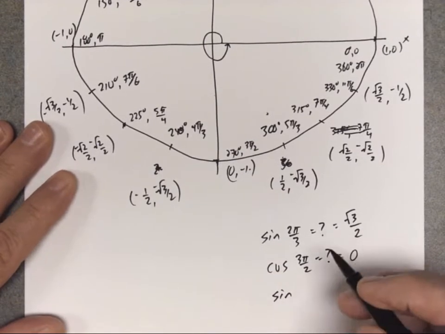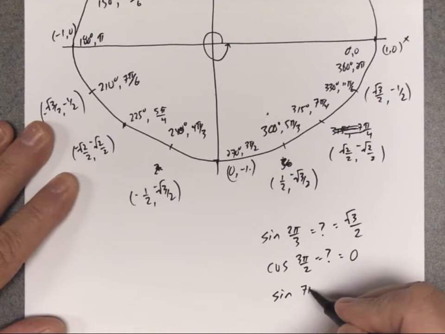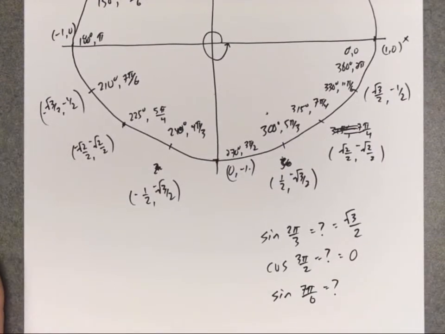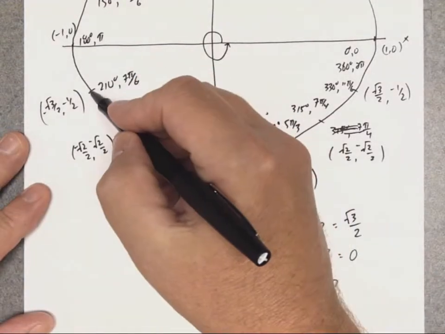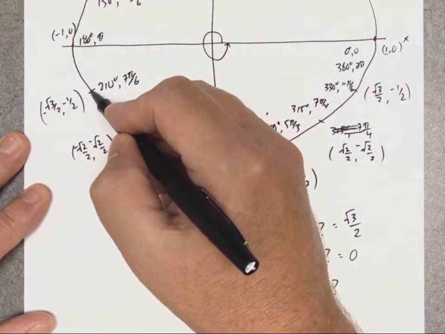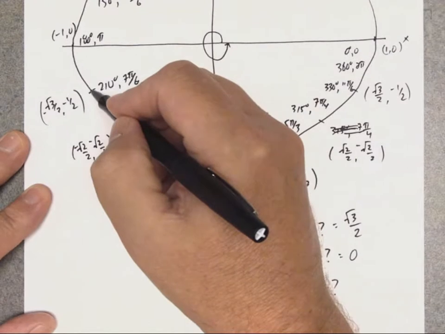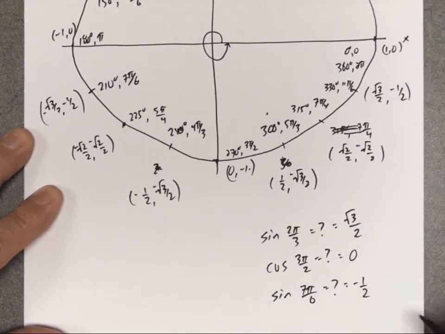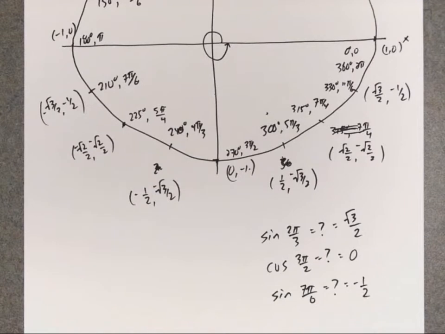What if I wanted the sine of 7 pi over 6? What do you do? You go find this angle on your unit circle. 7 pi over 6 is right here. And now since I want the sine, you go find the y value of that point, which is -1/2, and you say the sine of 7 pi over 6 is -1/2.